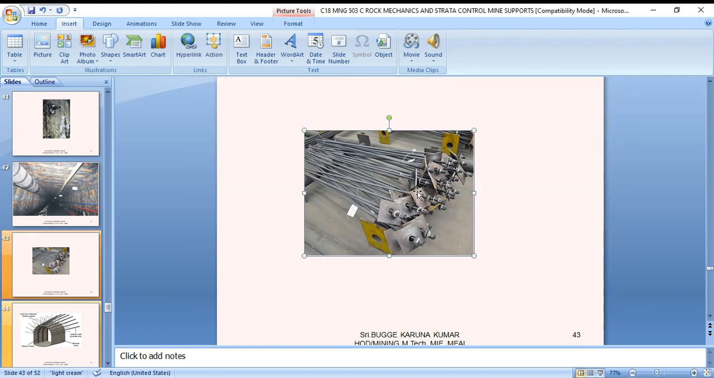So these are the different roof bolts, and the square plates are also given here for strengthening, so that the particular roof bolts cannot come outside. The tightening against the roof is shown here.